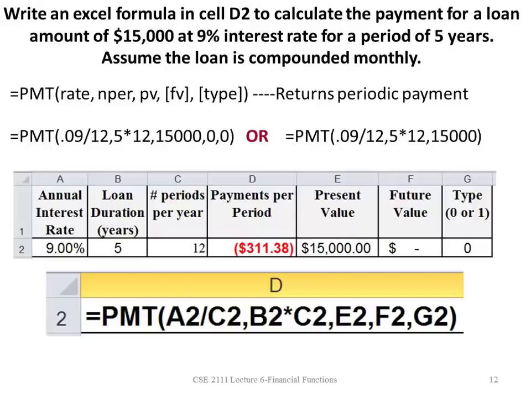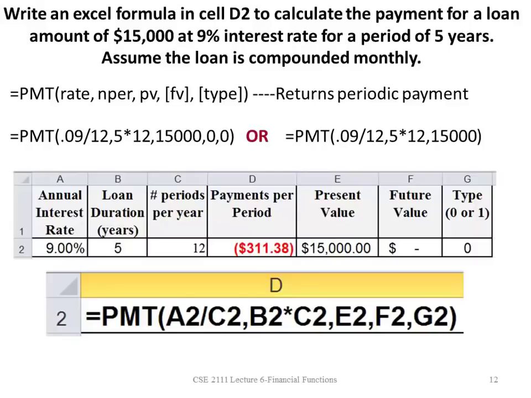So we're going to use the payment function. We have the syntax of the payment function shown, and let's plug in the values. Well, the interest rate, or the rate argument. The interest rate is 9%. I told you for this argument, you always take the interest rate and divide it by the number of compounding periods. In this case, it's monthly, so it's 0.09 divided by 12.